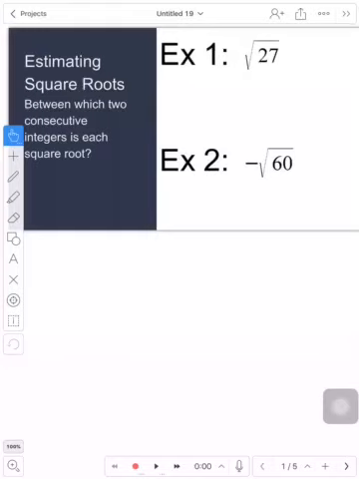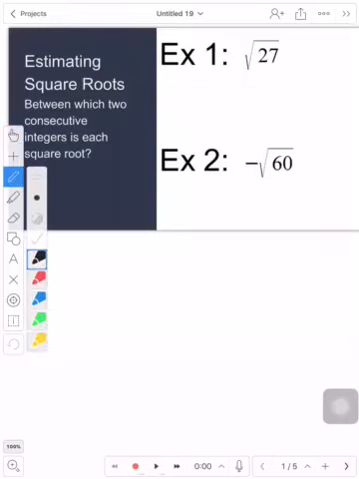Welcome to our second lesson on square roots. In this lesson, we're going to talk about estimating square roots, and we're also going to talk about approximating square roots. So these first two questions are pretty simple. They're asking between which two consecutive integers is each square root.